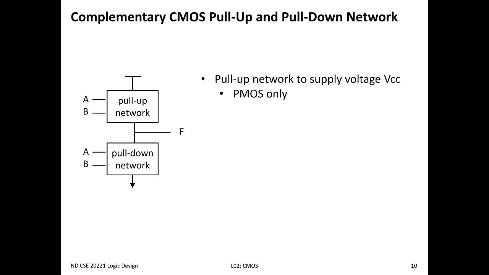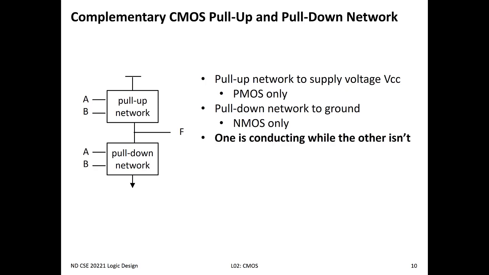that connects the positive supply voltage to the output, and a pull-down network that connects the output to the low supply voltage or ground. The pull-up network connects to the supply voltage VCC, and it will be composed of only PMOS transistors, while the pull-down network connects to ground, and that will be composed of only NMOS transistors. The important thing is that only the pull-up network or the pull-down network can be connecting the output to one of the supply voltages at a time.